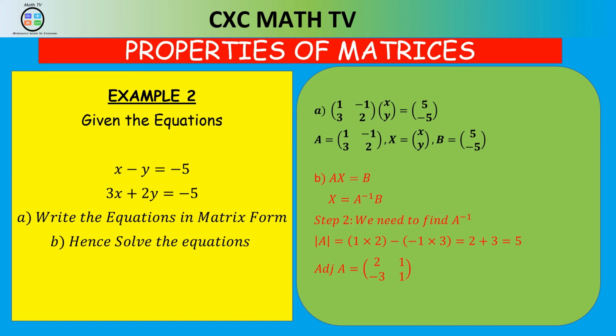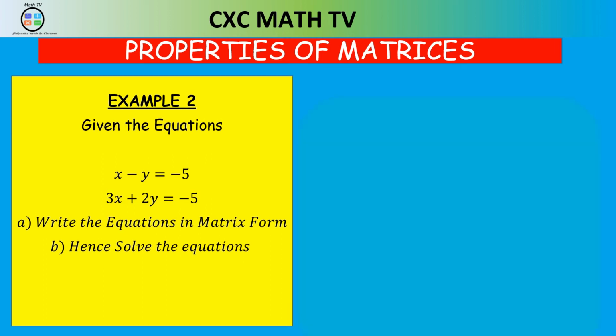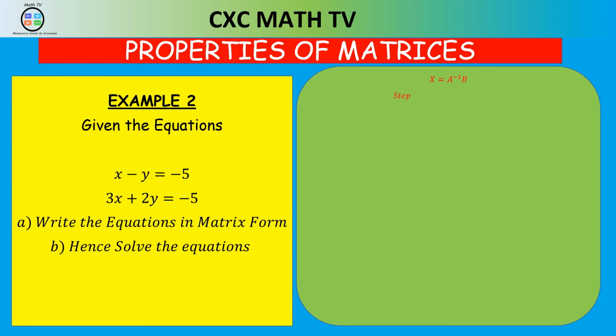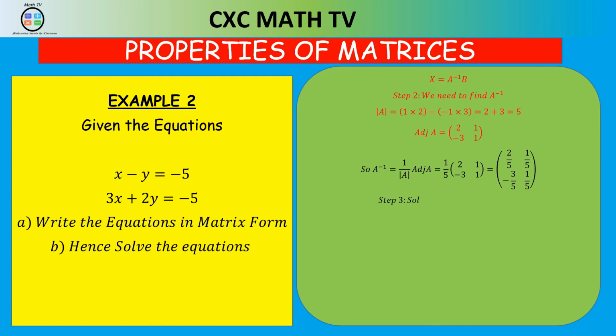Cool. Once we do that, we have already found the inverse, because A inverse is 1 over the determinant times the adjoint. So that's 1 over 5 times the adjoint. That will simplify to be 2 over 5, 1 over 5, negative 3 over 5, 1 over 5. Then step 3 is we solve for X using A inverse times B. So we just found the inverse matrix. We're going to multiply that by the result matrix.